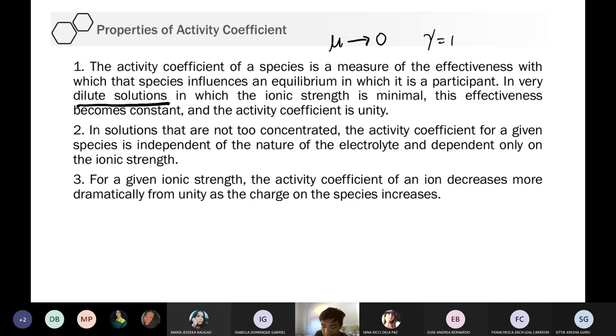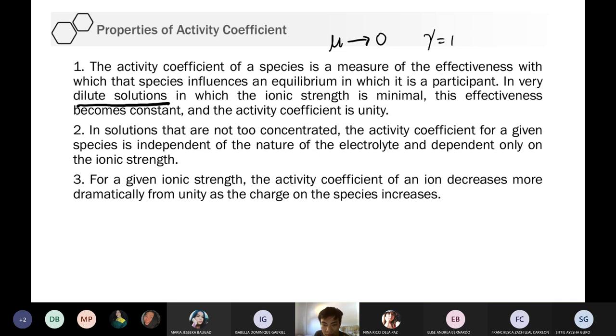In solutions that are not too concentrated, the activity coefficient for a given species is independent of the nature of electrolyte and dependent only on the ionic strength. No? So it tells us na hindi depende yung activity coefficient sa identity ng species. Instead, dependent siya sa ionic strength.